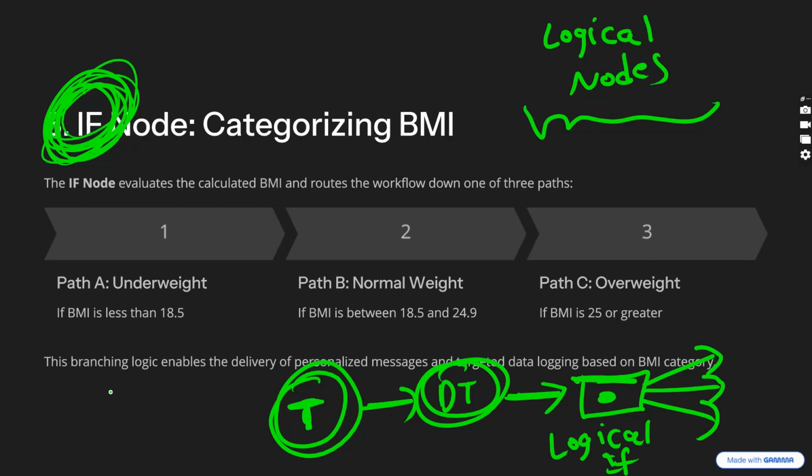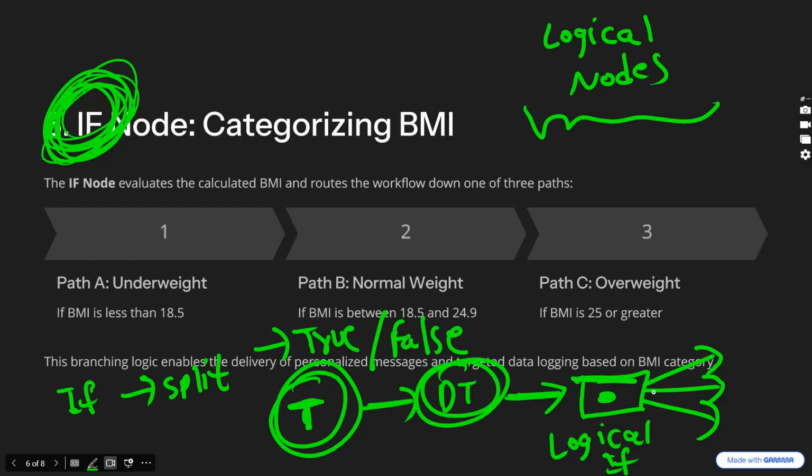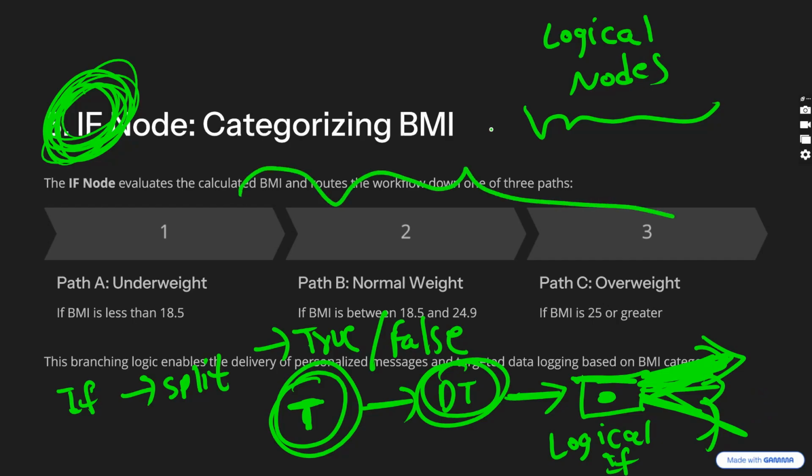So there are different kinds of logical nodes, like the if node, which can be used to get the data. The if node will split based on whether it is true or false. So when we use any if node, it will only have two paths: one is true and one is false. If it is true, it will go in one direction, and if it is false, it will go in another direction. But if you want three or more paths, there is another node called the switch node. We can use the switch node to make it into n number of paths.